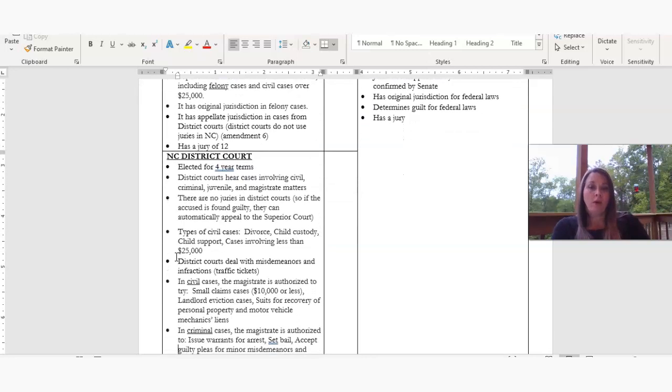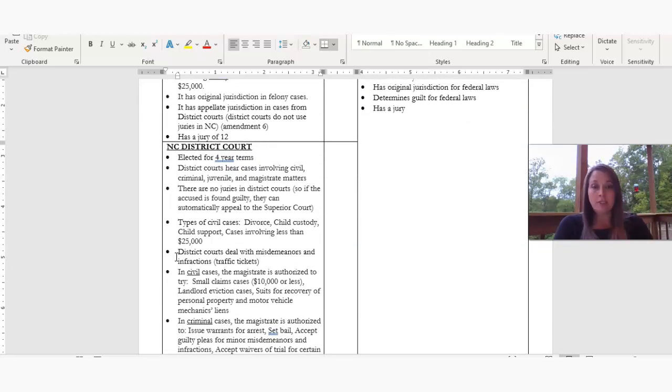So let's take a look at the North Carolina District Court. The North Carolina District Court has justices that are elected by citizens for 4 years, and they hear civil, criminal, juvenile, and magistrate matters, in other words, like minor infractions, for example. There are no juries in district courts, and a lot of people discuss, why is this? There's a really good reason for that. So many people in North Carolina go through district court. This is an expedient way to process these cases very quickly. So a judge will hear and interpret the case, decide the case.